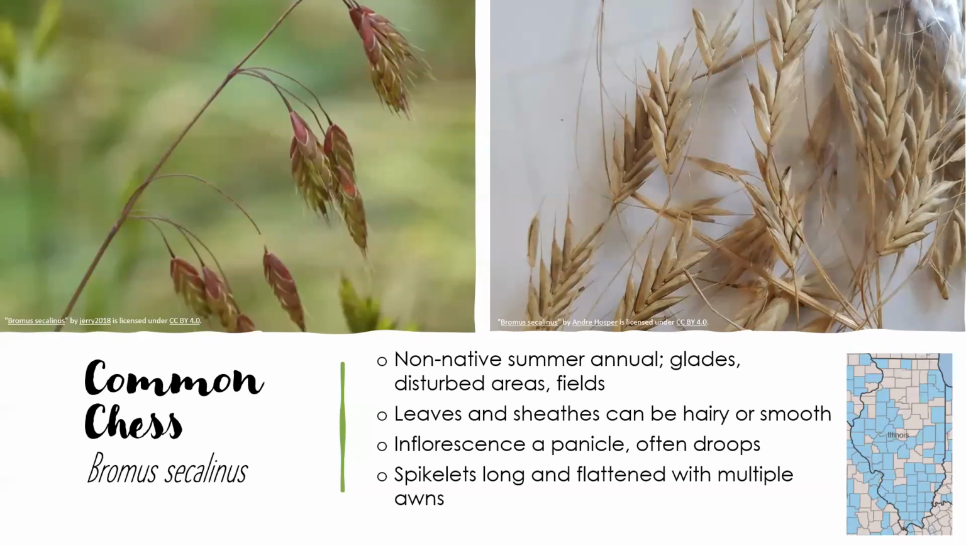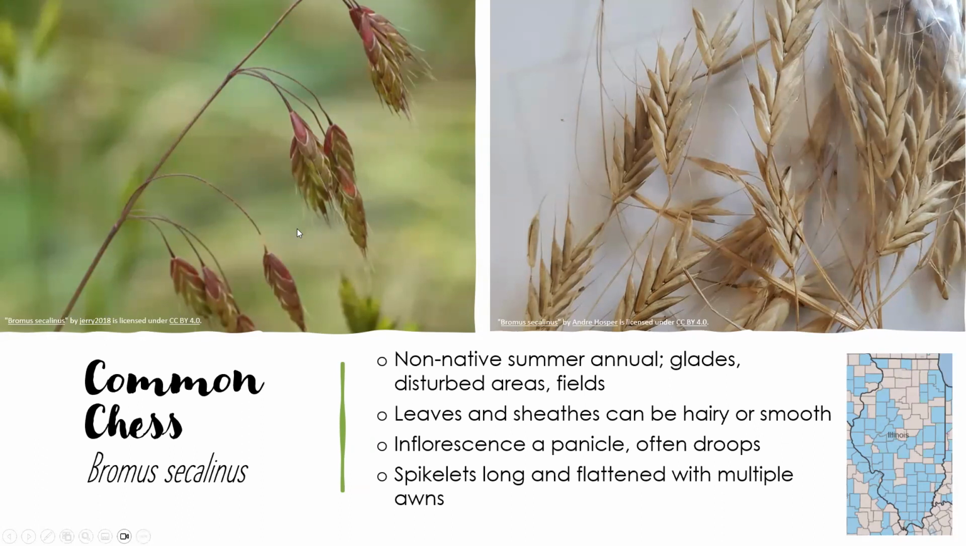And the inflorescence, right, is the most important characteristic for this grass. It is a panicle, and it often droops to one side. You can kind of see the drooping happen in this image on the left, where you have all of those branches that are held off to one side, and then your spikelets attached. The spikelets are pretty long and a little bit flattened, and then they have multiple awns on them as well.